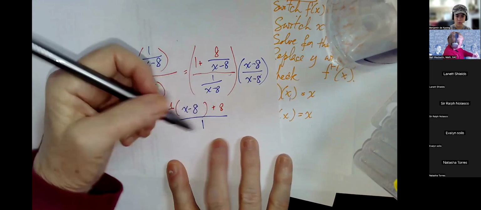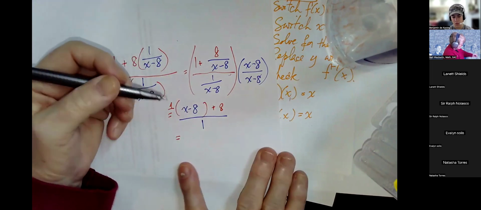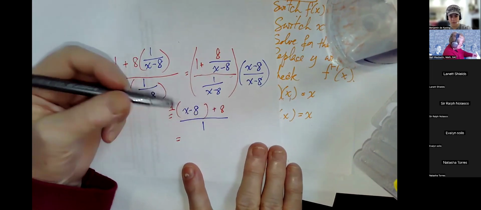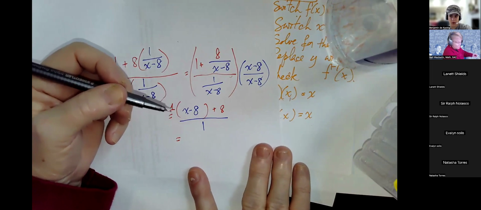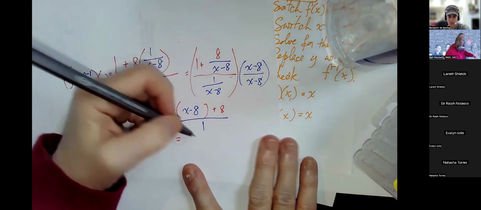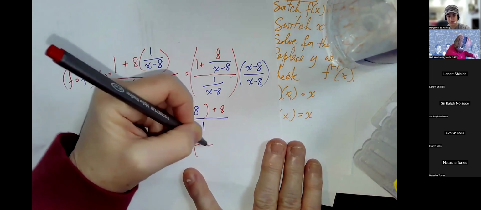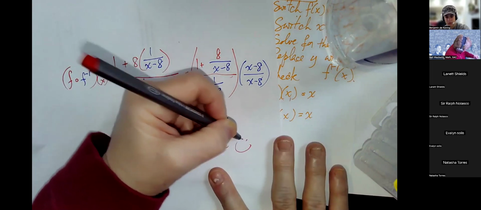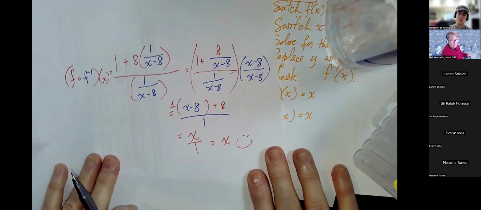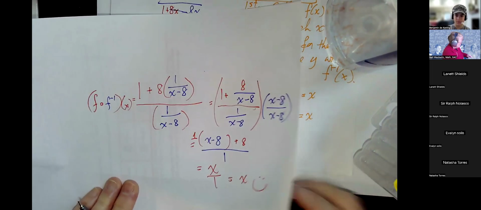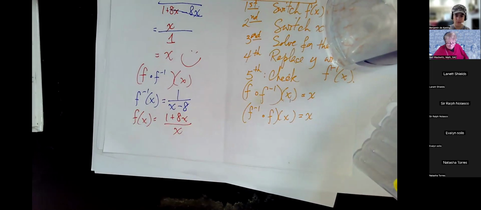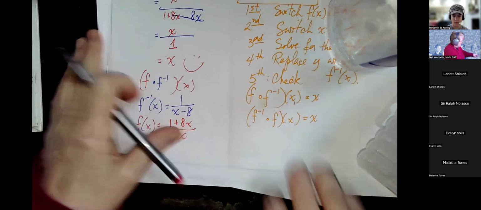And what can we do here? I have 1 times x minus 8 plus 8. Add the 8 to the negative 8. Yes, and we're left with x over 1, which is the same as x. Yay. Okay. Brilliant. Let's see how long it takes me to find where we were.